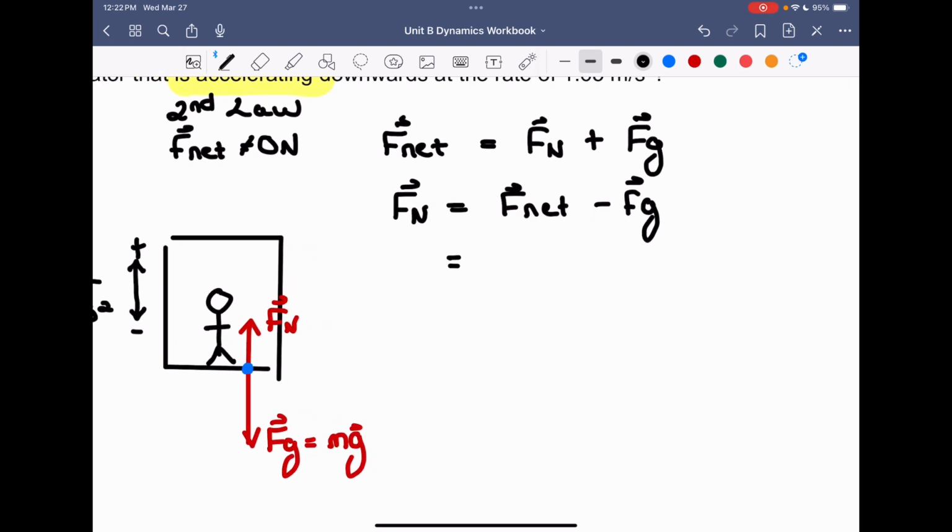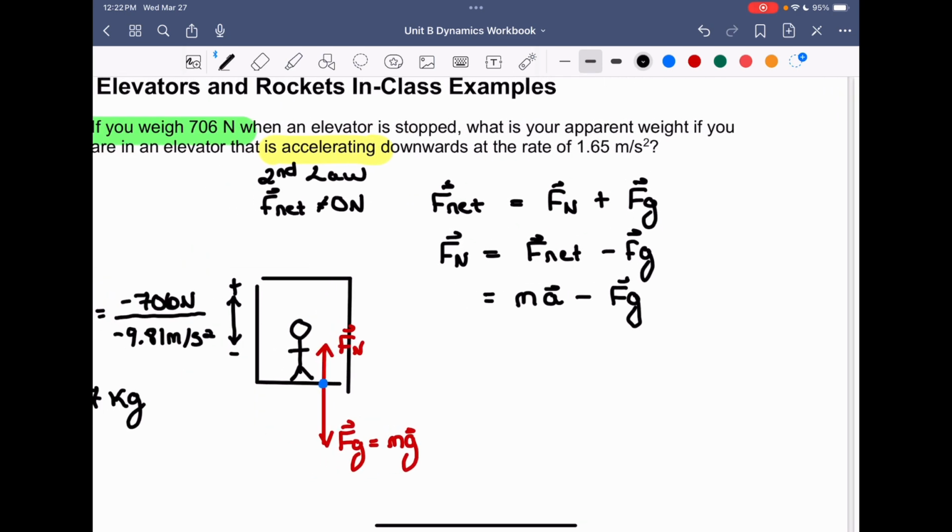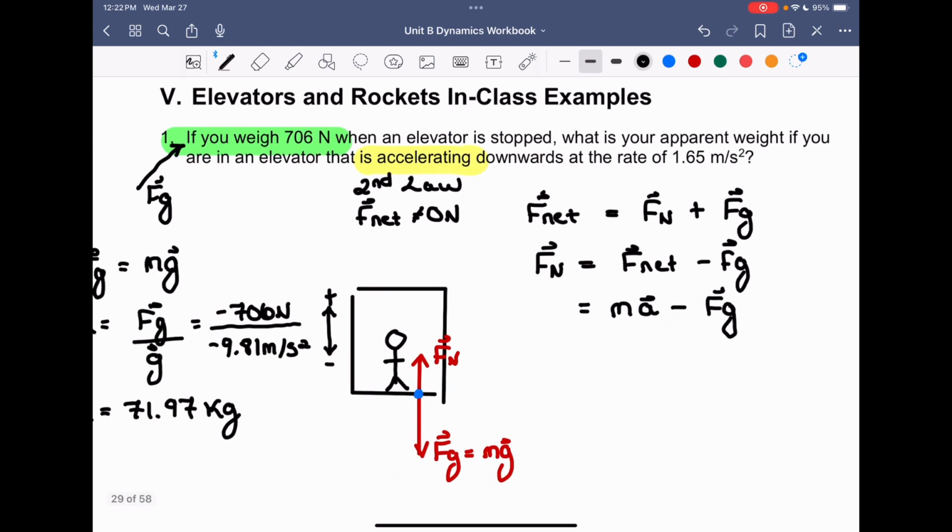Now, zooming into this, I'm going to make this equal to mass times acceleration minus, and I'm going to keep this as Fg. You're probably thinking, why wouldn't we expand out the definition and make it mg? Well, they actually gave us the weight already. Remember, in the beginning of the problem, they said you weigh 706 newtons. So I'm not going to plug in the mass times gravity, I'm just going to use Fg. We could do it the other way, but that's totally optional.